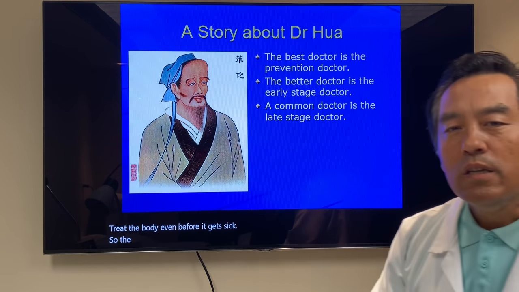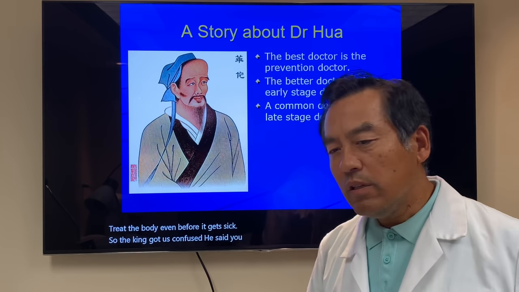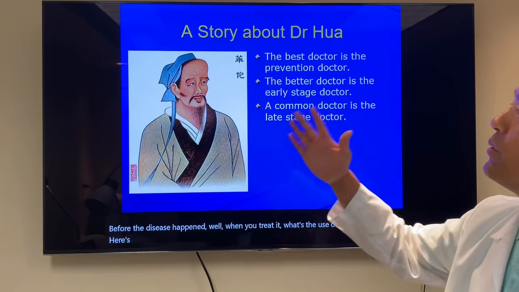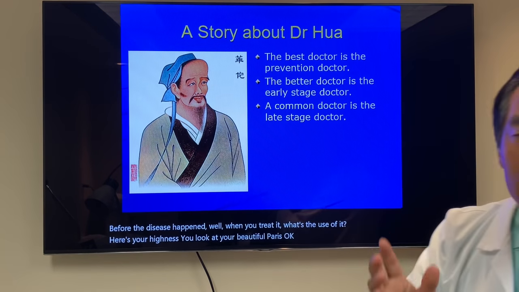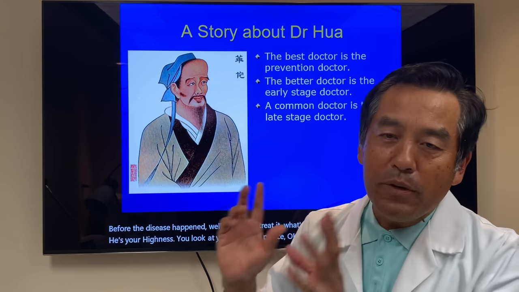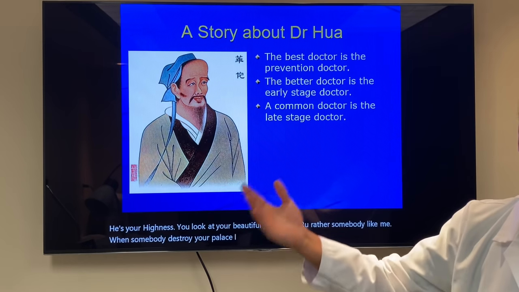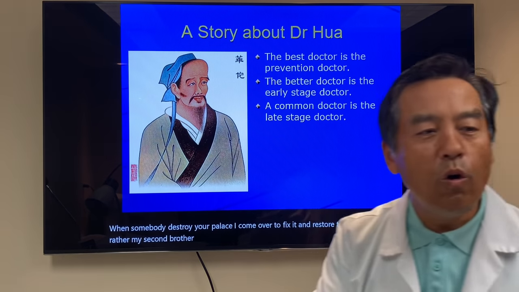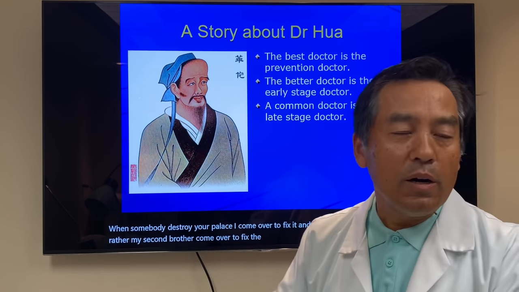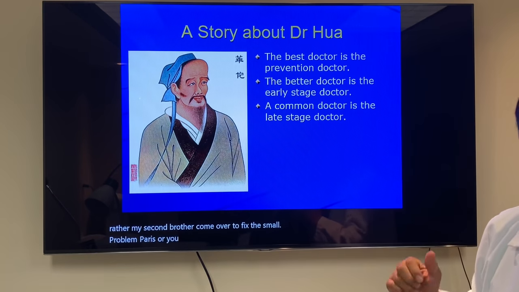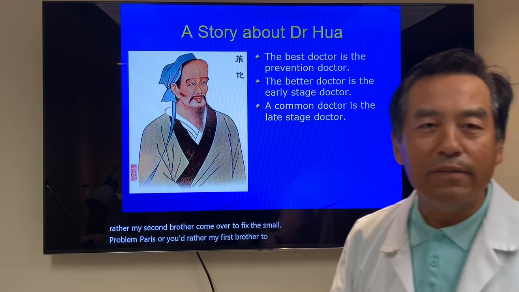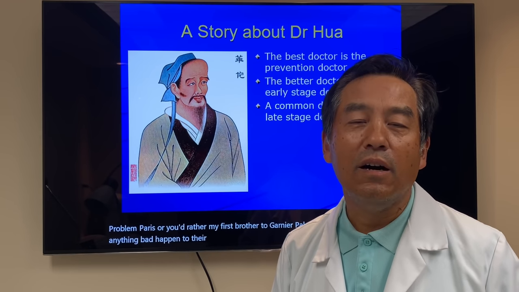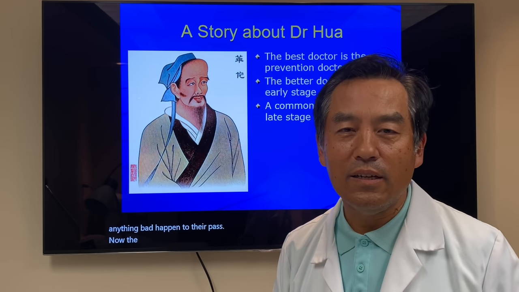The king was confused. He said, "Before the disease happens, when you treat it, what's the use of it?" He said, "Your Highness, look at your beautiful palace. Would you rather have somebody like me, who, when somebody destroys your palace, comes over to fix it and restore the original look? Or would you rather have my second brother come over to fix the small problems in your palace? Or would you rather have my first brother guard your palace with his life and prevent anything bad from happening to it?" Now the king said, "Dr. Hua, I understand it." Next slide, please.